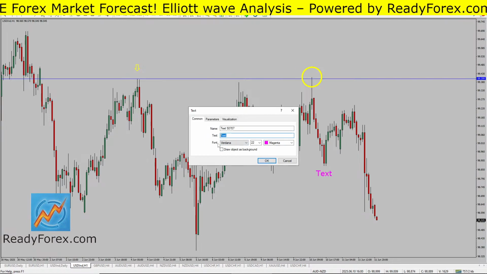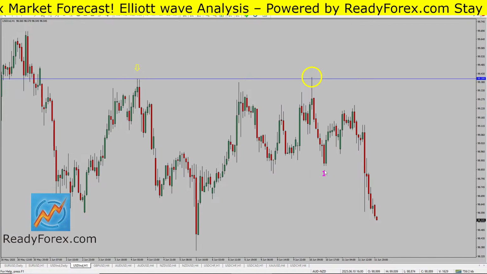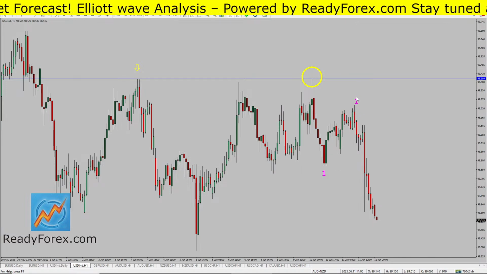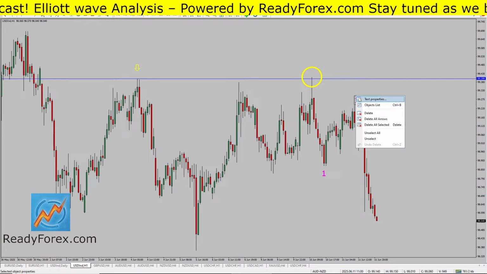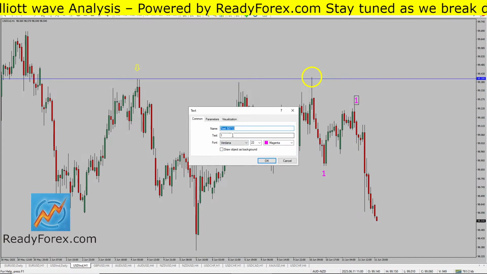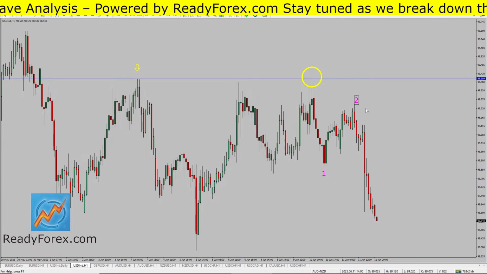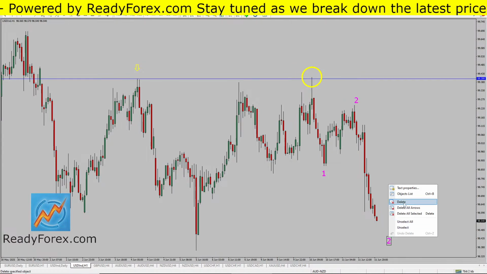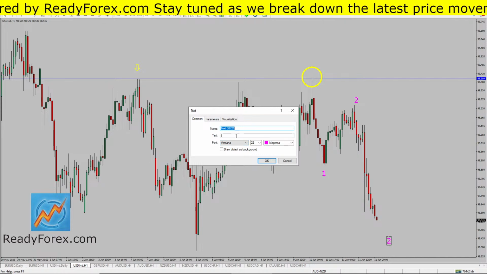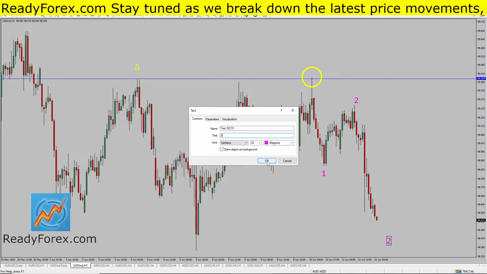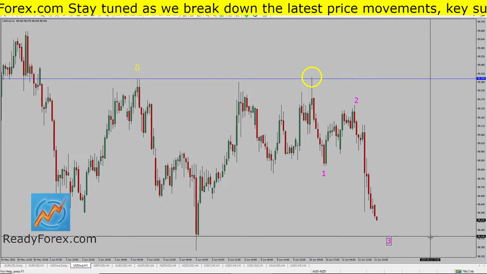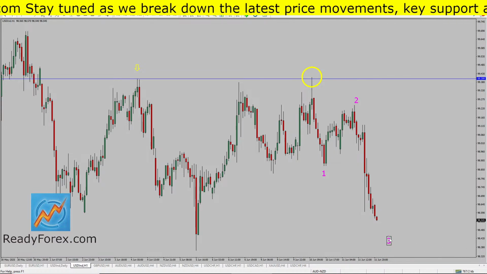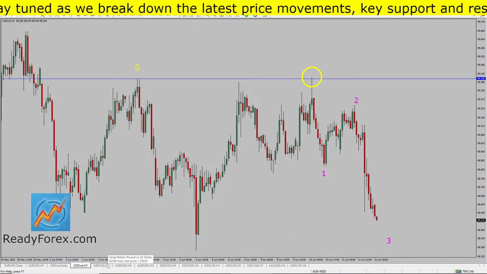So to me this is wave 1. Then we have this wave number 2, and then expect a bearish leg, wave number 3, and then we do expect wave number 4 and 5, but overall the trend is bearish. I hope you got that one.